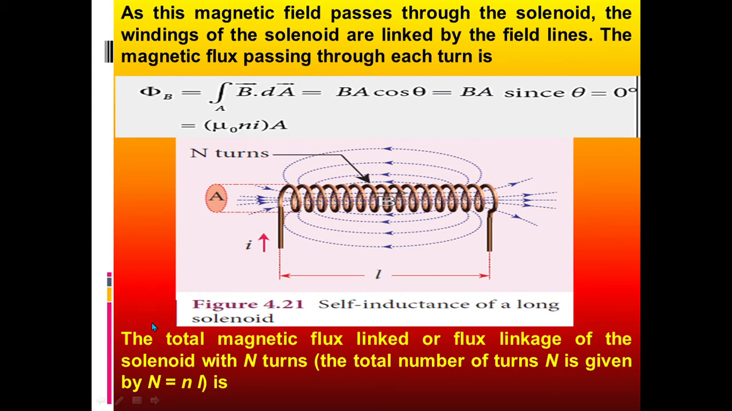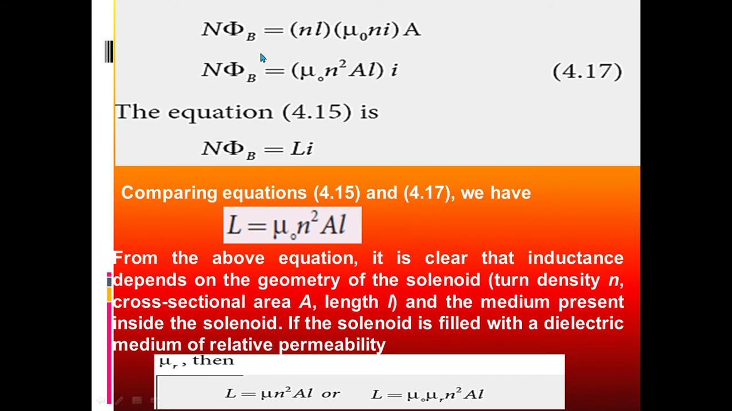Now the total magnetic flux linked, or flux linkage, of the solenoid with N turns. The total number of turns capital N is given by small n into L. So N phi B, where capital N is nL and phi B is mu naught n i A. Multiplying these two terms, N phi B is equal to mu naught n squared A L into i.